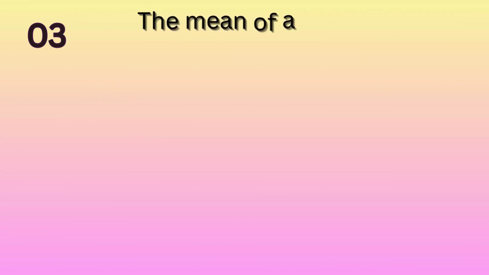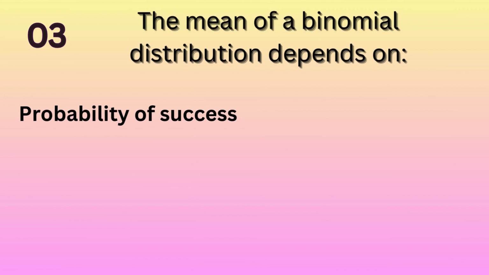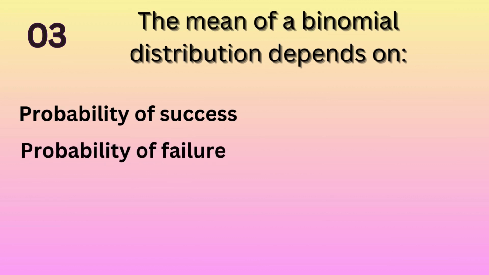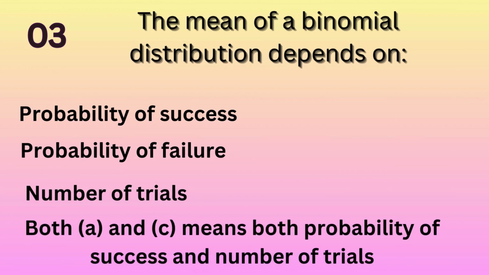The mean of a binomial distribution depends on: the options are probability of success, probability of failure, number of trials, both A and C, meaning both probability of success and number of trials. The right option is both A and C, because the mean of a binomial distribution is equal to np.